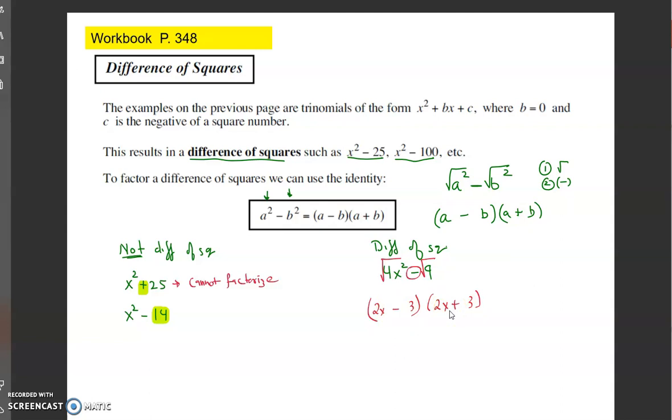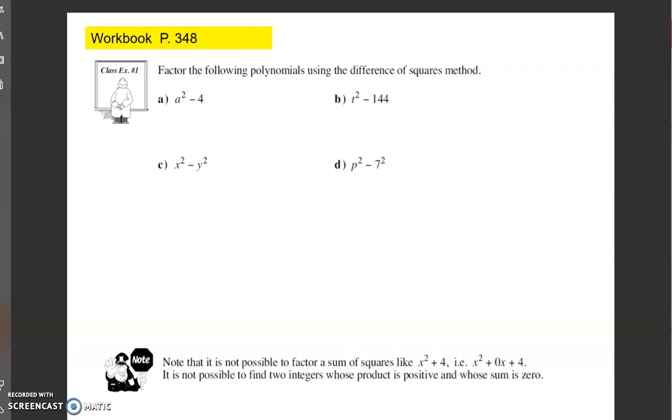Okay. Think about why they can't be both negative. Because if they're both negative, let's say this is negative 3 and it was also a negative 3, it would multiply to become positive 9. And the middle terms will not cancel out. So these two conditions are set. We cannot change them. Okay, so let's try them in some examples here.